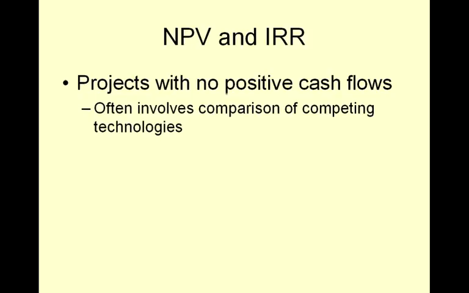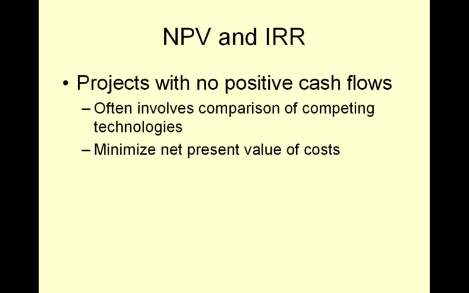So we have two different ways of doing business, or doing a particular function in our business, and in this situation there are no additional revenues. So how do we compare two projects, neither of which generates additional revenues or additional business, additional cash inflow?